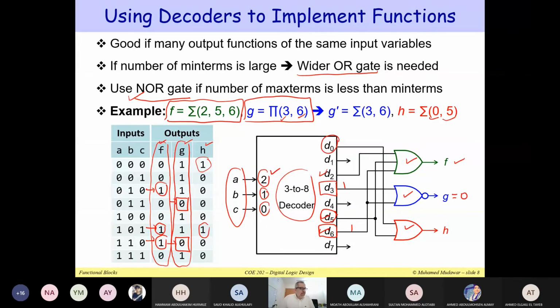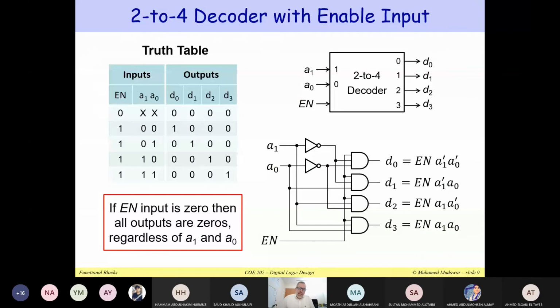Okay, let us move on. Now let me show you another type of decoder. So this is a decoder with enable input. We can add an extra input, which is called enable, to a decoder. This is the same as the decoder that we have seen before, but we have added an extra input. Now this extra input is useful if you would like to disable a decoder.